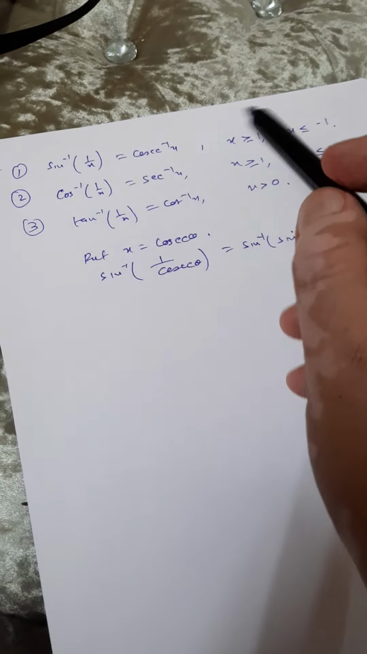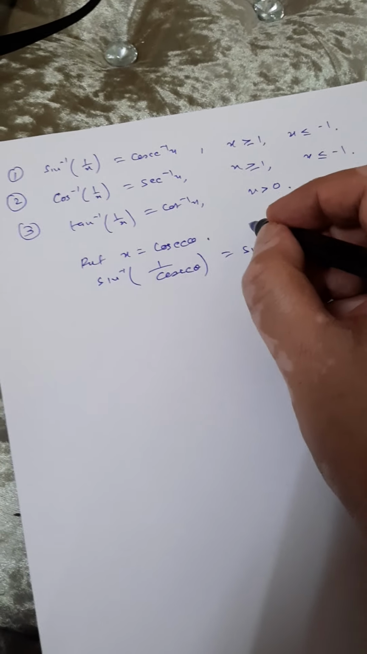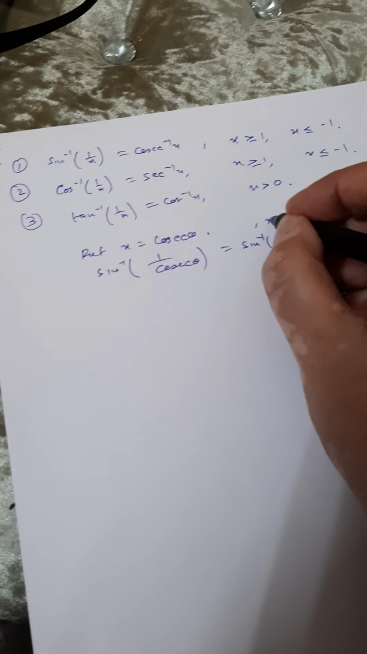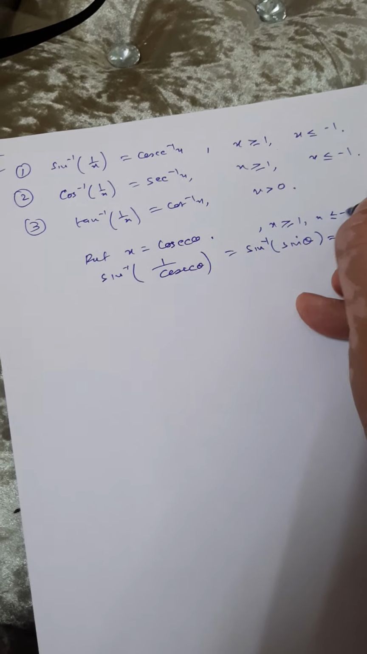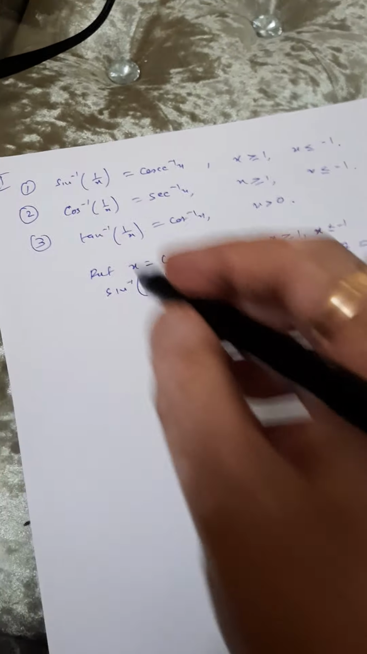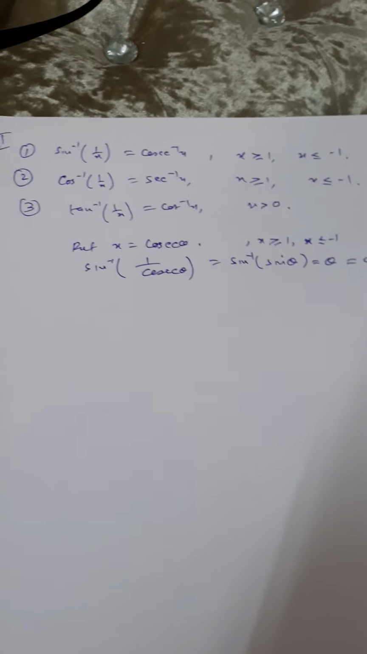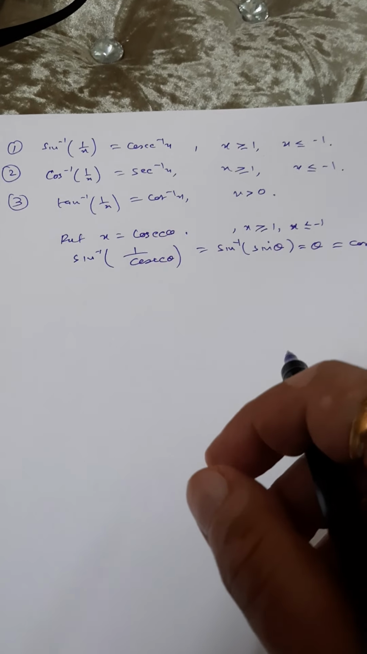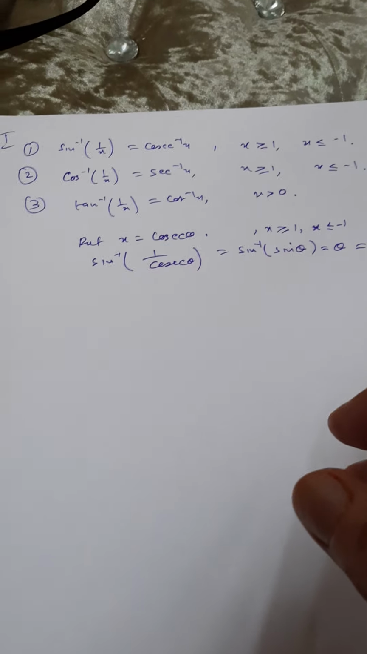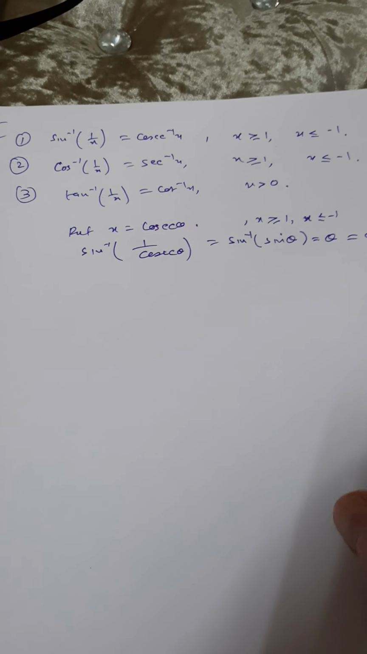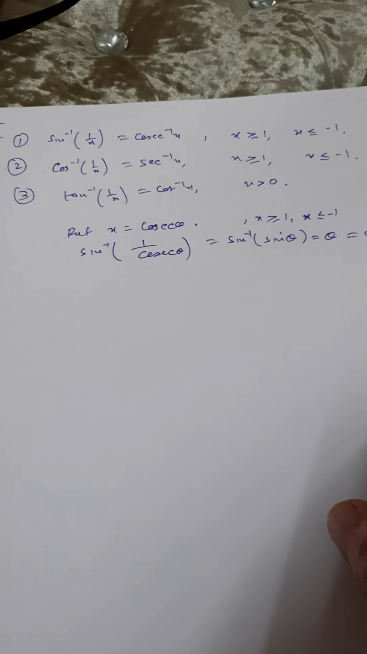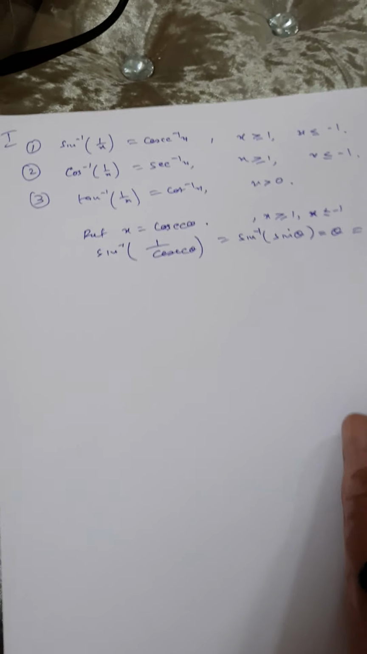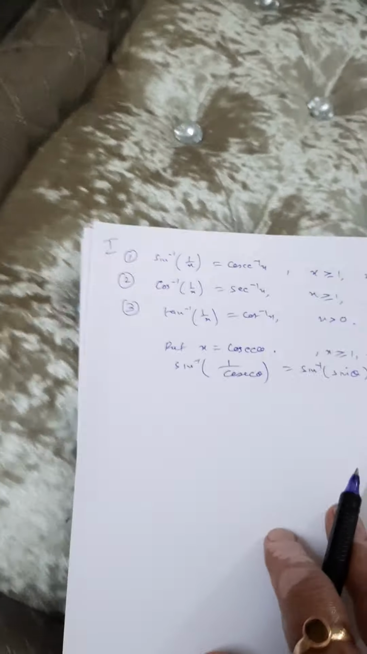As you know, cosec inverse domain is what? Cosec inverse theta is x, and x is greater than or equal to 1, x is less than or equal to minus 1. So we have the first case: sine inverse 1 by x is cosec inverse x, x is greater than or equal to 1, x is less than minus 1. Cos inverse 1 by x is sec inverse x, x is greater than or equal to 1, x is less than or equal to minus 1. Tan inverse 1 by x is cot inverse x, x is greater than 0.